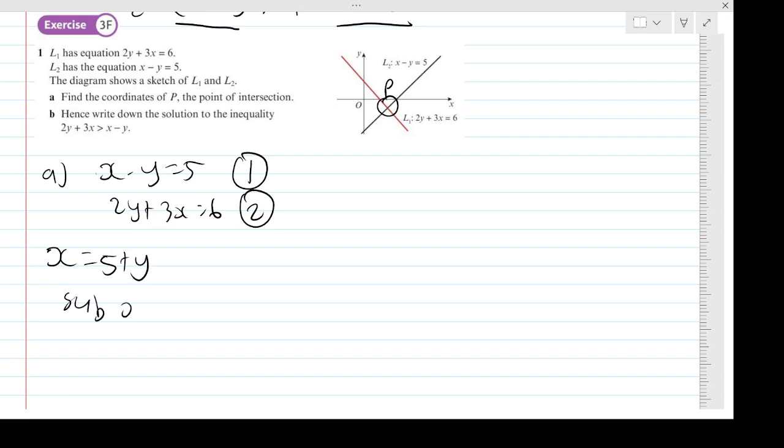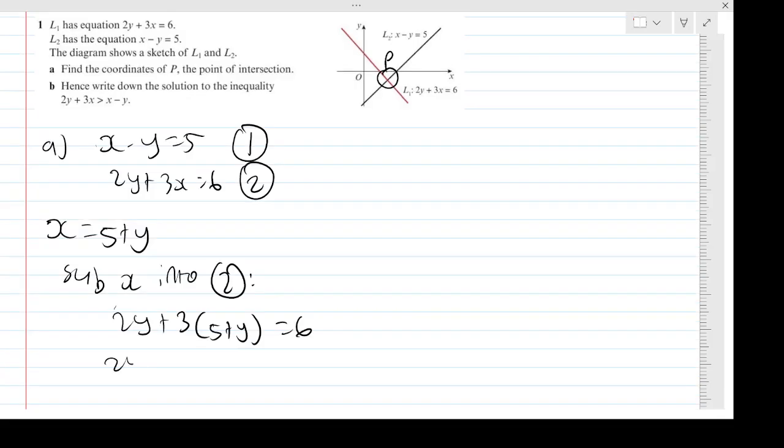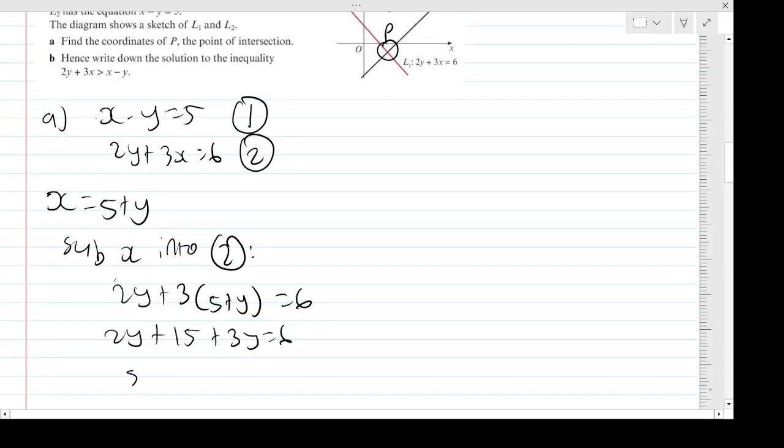Then I'm going to substitute x into the other equation to just get y. So if I substitute x into the other equation, I get 2y add 3 lots of (5 plus y), which equals 6. Then I can expand it to get 2y add 3 times 5 is 15, and then 3y is 6. Collecting the y, we get 5y. Then I'm going to move the 15 to the other side, so 6 minus 15 is minus 9. So y is minus 9 over 5.